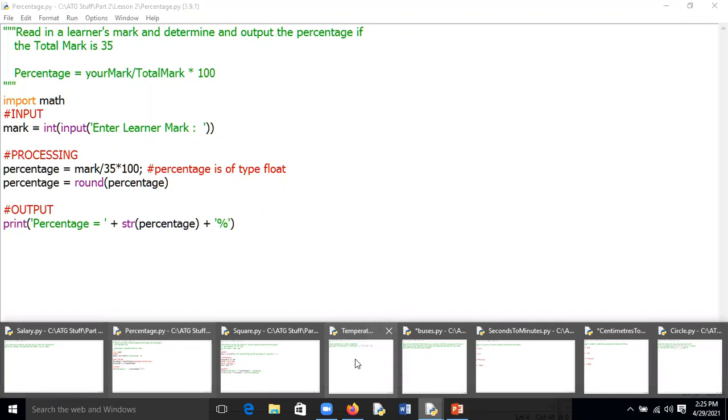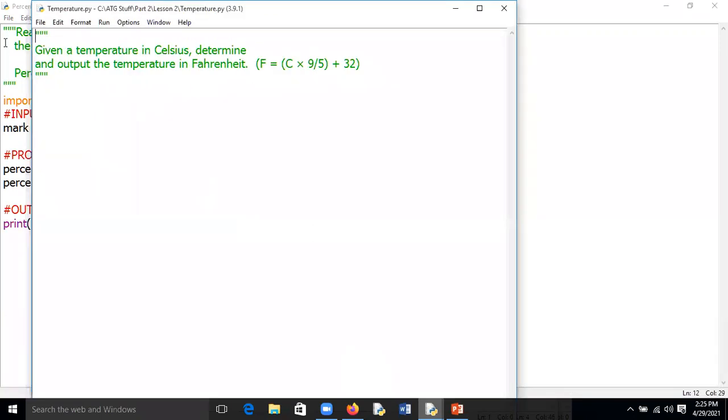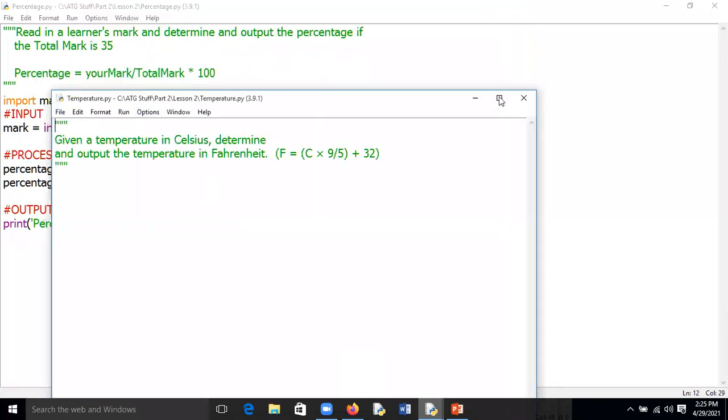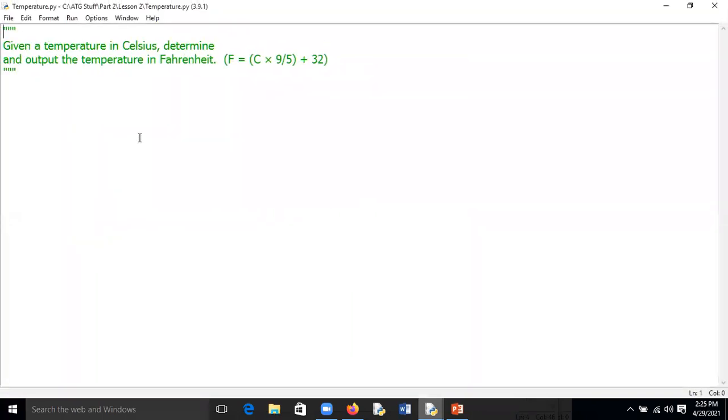Right. When we're looking at converting simple stuff, we looked at the square and we looked at the percentage. Let's look at temperature. Now, in South Africa and in Britain, etc., we measure temperature in degrees Celsius, and in America, etc., it's in Fahrenheit. To convert from Celsius to Fahrenheit, we use this formula here. So we are going to be taking that formula and converting it into Python code.